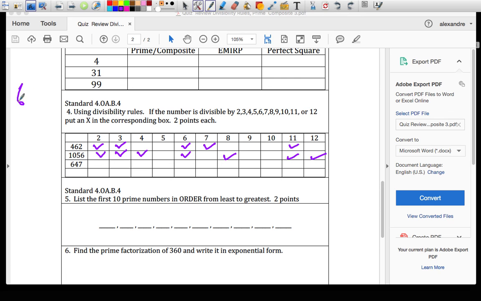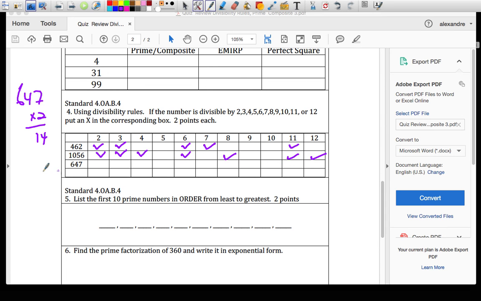7. So 647. Let's double the last one. That's 14. And subtract from 64. 64 minus 14, we can do that in our heads, and that's 50. No. 8. Well, no, because I know that 8 doesn't have any multiples that end in 7. So that's a no. 9. 6 plus 4 plus 7 is 17. It's not going to work. 10 is not going to work. What about 11?